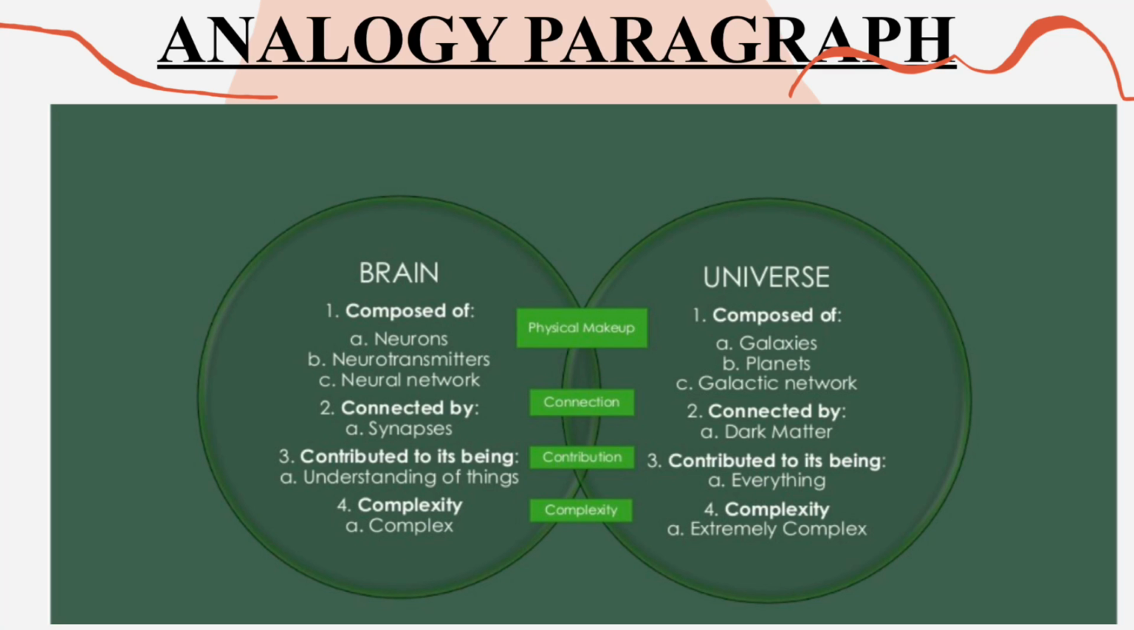As you can see in the slide, the brain is composed of neurons, neurotransmitters, and a neural network, as the universe is composed of galaxies, planets, and a galactic network. When it comes to connection, the brain is connected by the synapses, as the universe is connected by dark matter. The brain contributes understanding of things, as the universe contributes everything to its being. And lastly, both are complex in nature.